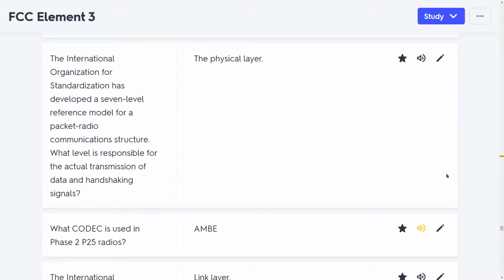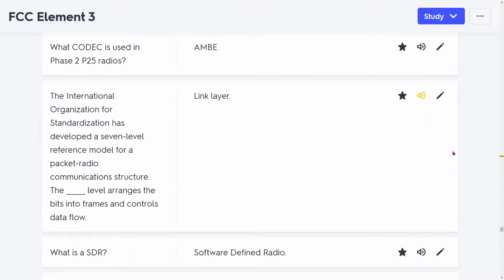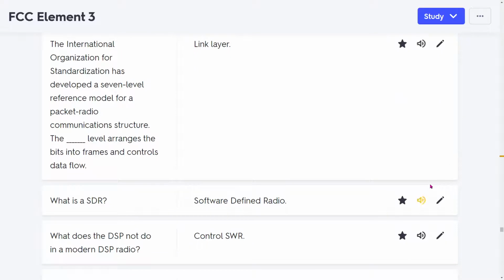What codec is used in Phase 2 P25 radios? AMBE. The International Organization for Standardization has developed a 7-level reference model for a packet radio communication structure. The blank level arranges the bits into frames and controls data flow. Link layer. What is a SDR? Software-defined radio.